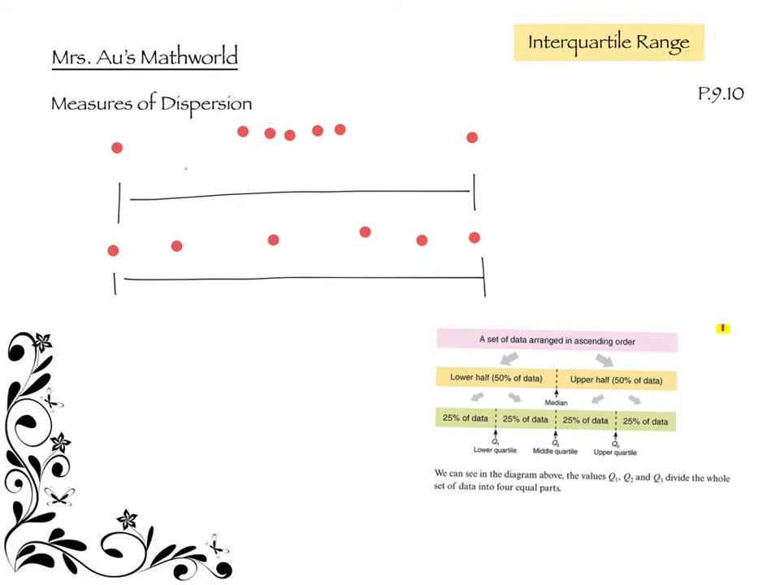For example, if you see these two sets of data, they both have the same range because the minimum value and maximum value are the same. But of course this one is more crowded, which is less diverse. This one is more separate, more diverse. So we need another math tool to help us, which is called the interquartile range. The way we calculate this will be done in a math lesson.